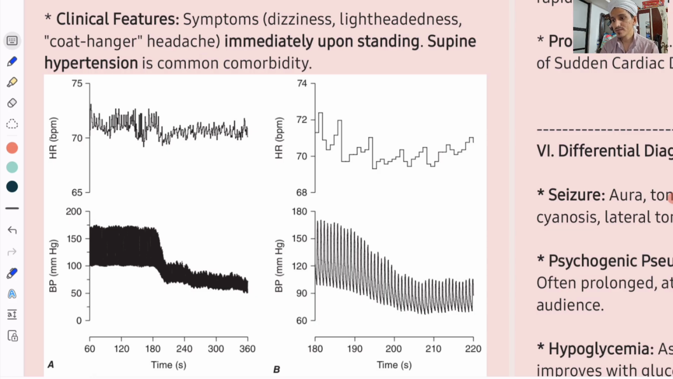There will be a prodrome immediately upon standing. This is important. What is the posture? Immediately upon standing, when the patient stands from the supine position, postural. So the patient will have a prodrome. Okay, there is nothing postural in neurally mediated syncope. But here in orthostatic hypotension, there will be postural syncope. So that is a very important point.